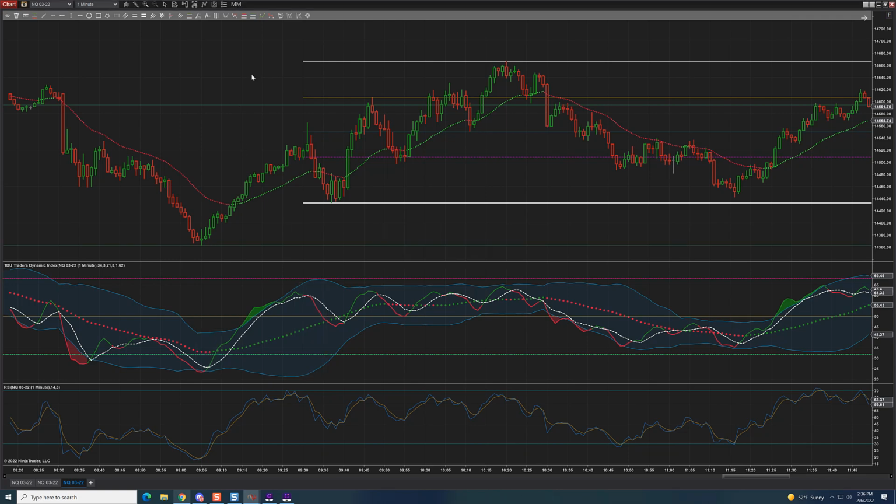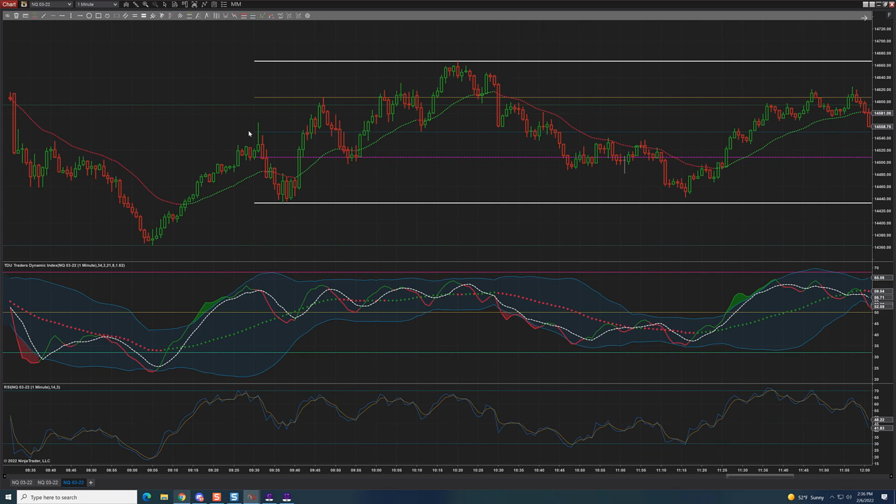Now, as we come out of the chute here off of the open, as is often the case, the first move in every index that opens is almost always a head fake. This is a pretty obvious one. So we go up, we retrace, we go up. Now, you've heard me say this many times.